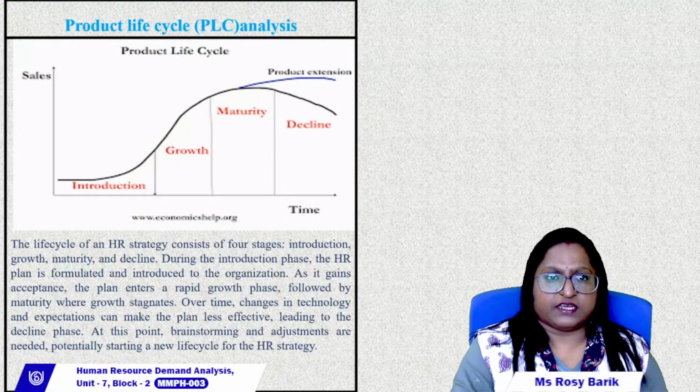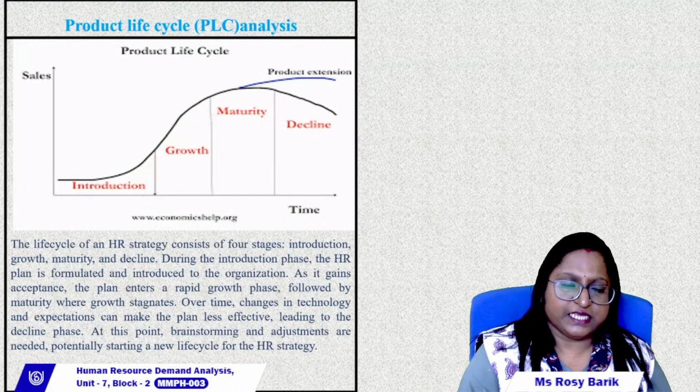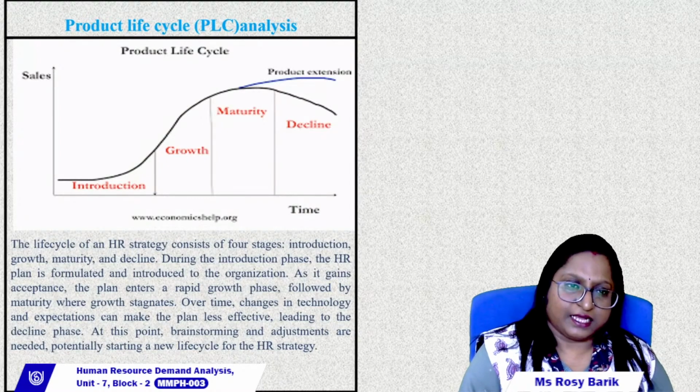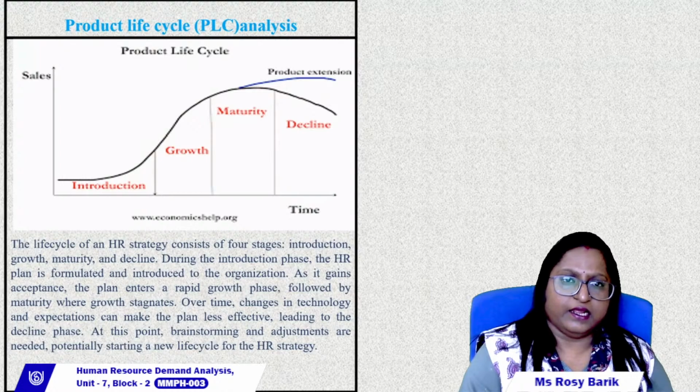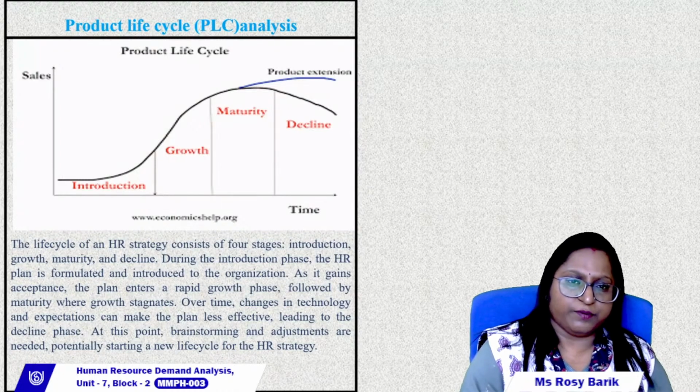So product life cycle is very important, that is PLC analysis. We can see from the graph that there are four quadrants: introduction, growth, maturity and decline. Instead of decline we can change the product, which will be known as product extension. Here the x-axis is denoted as time and the y-axis is denoted as sales.